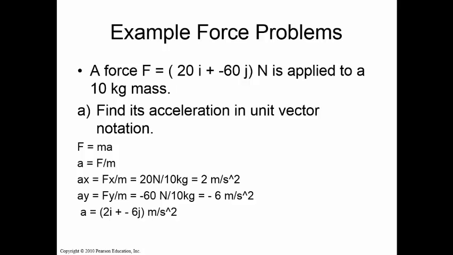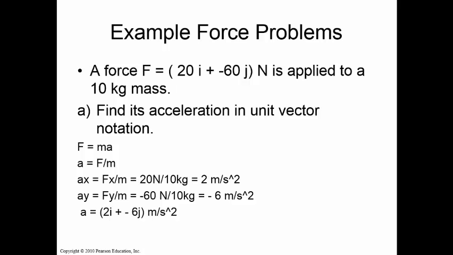But in this case, if I'm pushing to the east with 20 newtons and to the south with 60 newtons, my acceleration is also going to be to the east and to the south. So I'm going to apply Newton's second law in both directions. I'm going to find the acceleration in the x direction by taking 20 newtons and dividing it by 10 kilograms, and in the y direction by taking negative 60 newtons and dividing it by 10 kilograms. So when I do that, I find that its acceleration is equal to 2i plus negative 6j meters per second squared.